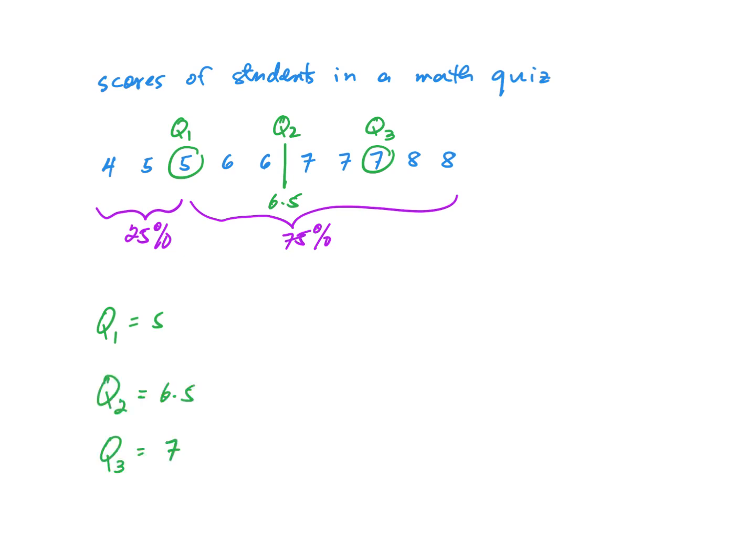And lastly, also please note that the first quartile is also sometimes known as the lower quartile, while the third quartile is also called the upper quartile.